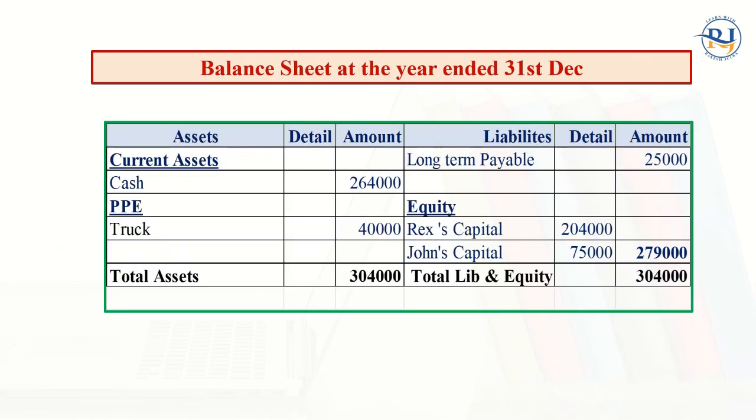Now the balance sheet. We know that the cash balance will be $264,000. Truck is 40,000 that I bought at the very beginning, and the total is 304. And long-term payable is $25,000, the mortgage also brought by John, right? So Rex and John equity is this much, and this is the total. So we can say the balance sheet is prepared on the basis of the information available.